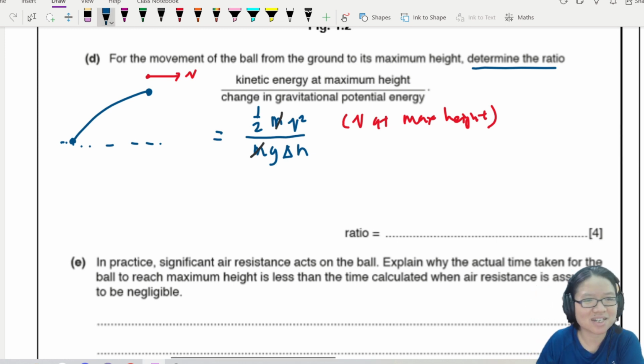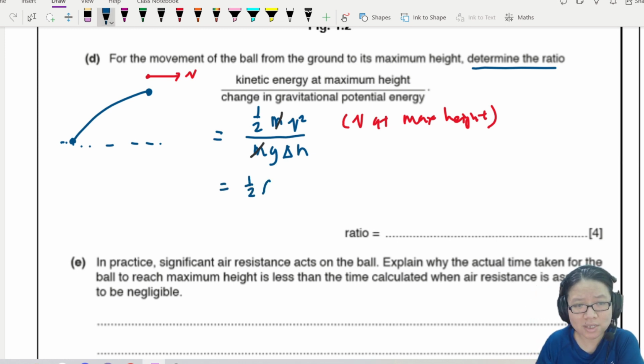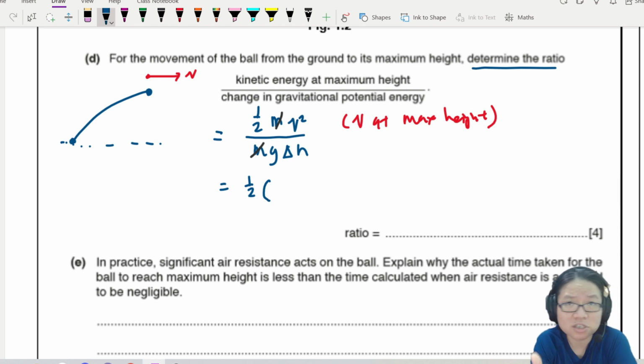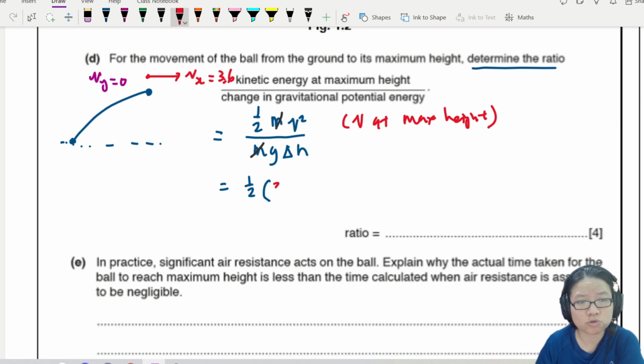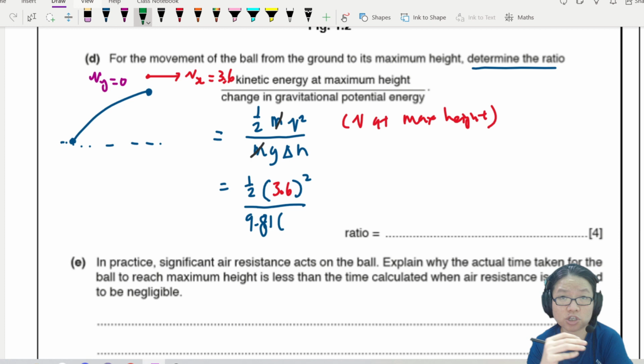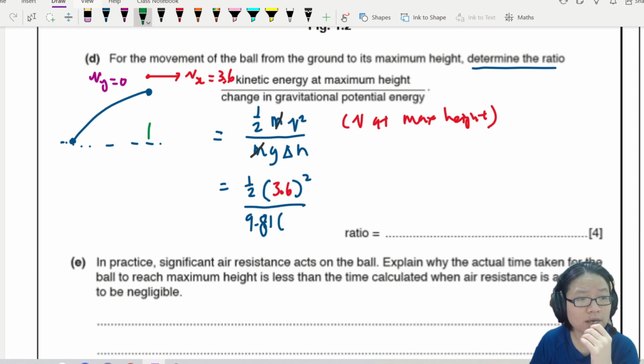Okay. So here you will have half. Hang on. What is the velocity or the speed at the highest point? Well, at the highest point, Vy is 0, remember? So the only V that is remaining is Vx, which is your 3.6. So I will put 3.6 here. 3.6 squared divided by 9.81. Change in height. Delta H would be the change in height from ground level to the maximum value.